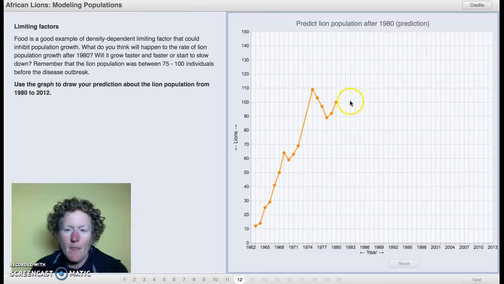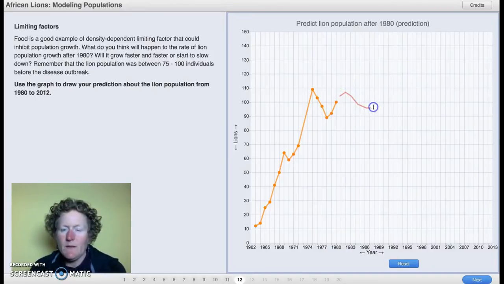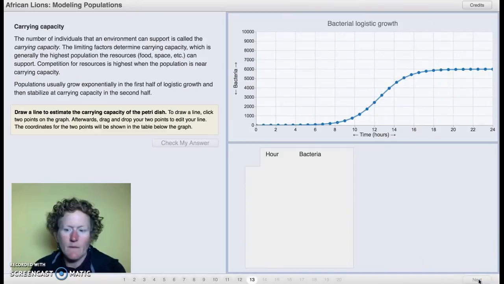So I think that 75 to 100 is going to be the carrying capacity. So that the lion population is going to fluctuate, but it's always going to come kind of between 75 and 100. So it might do something like this. Let's check.